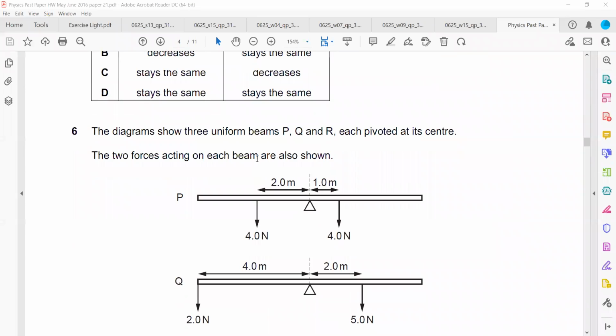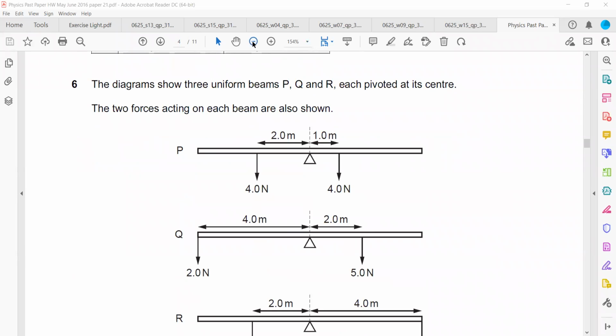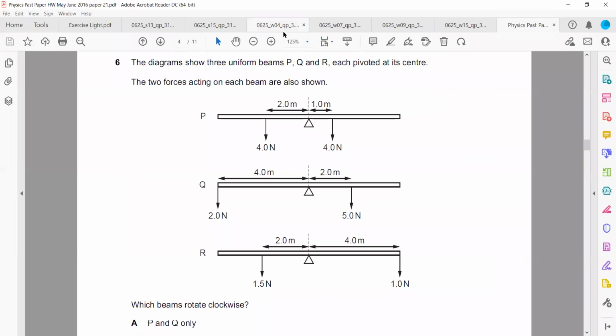In question 6, the diagram shows three uniform beams PQR, each pivoted at its center. So the center is pivoted. We have to identify which will rotate clockwise. To identify that, first we have to identify the moment, the turning effect.